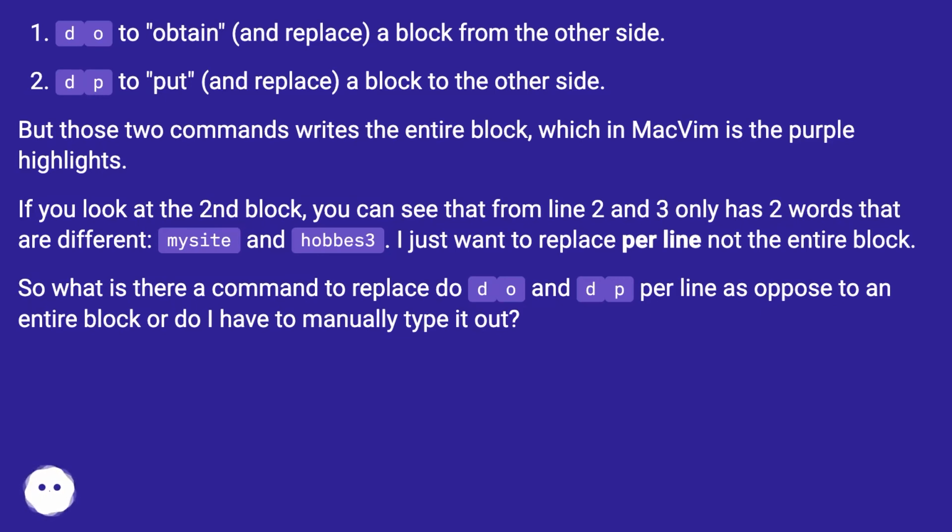If you look at the second block, you can see that lines 2 and 3 only have two words that are different, my site and Hobbs 3. I just want to replace per line, not the entire block. So is there a command to do do and dp per line as opposed to an entire block, or do I have to manually type it out?